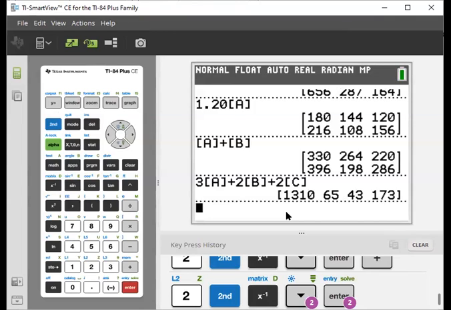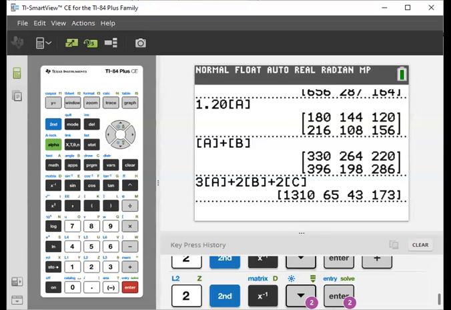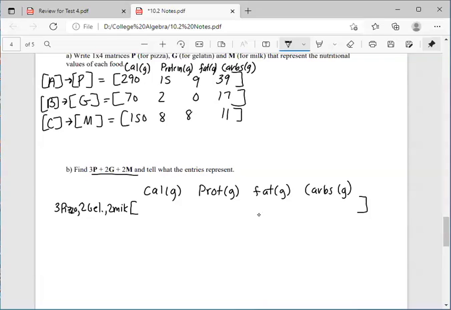I'll hit enter, and it's going to tell us that's the number of calories we would have eaten, that 1310, 65 grams of protein, 43, what's that category? Yeah. And then we got 173 carbs. So that person should be almost done eating for the day, right?